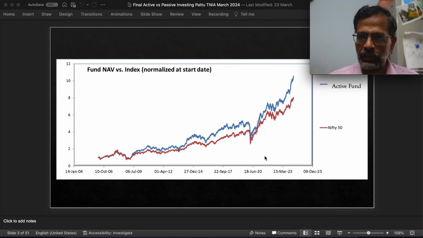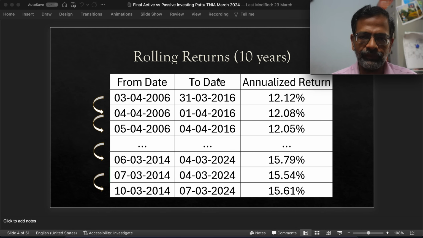But we need to look a little bit closer, because when you look at a graph like this, all you're seeing is actually one return data point. You're seeing the return from this point to that point, from the end to end. So that's just one return that you're seeing, and that is most always misleading. Instead of looking at one return, we should look at what is known as rolling returns.